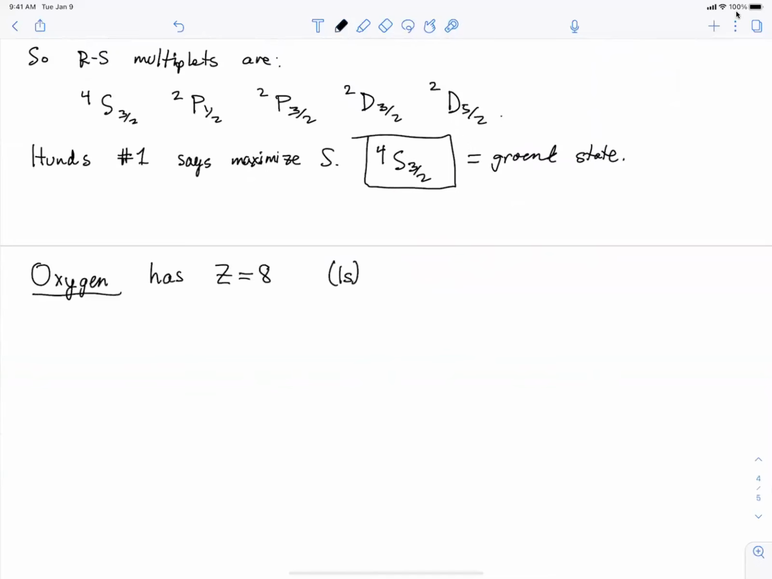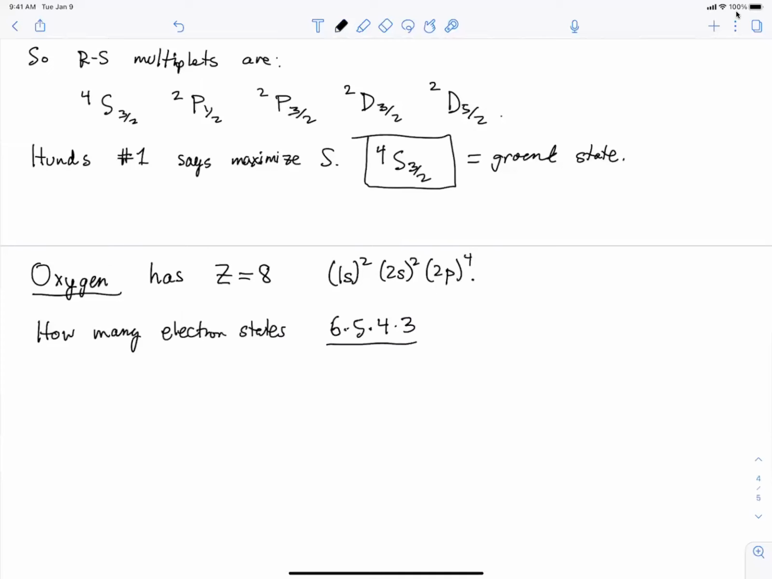And so the electron configuration, we fill out orbitals until we get to 8, which is 2p to the 4th in the last one. The next question we ask ourselves is, how many states are there? We need to take our 6 slots for the p orbital and ask how many ways can we choose 4 things out of them. And that's 6 times 5 times 4 times 3 over 4 times 3 times 2 times 1, which makes 15 again.